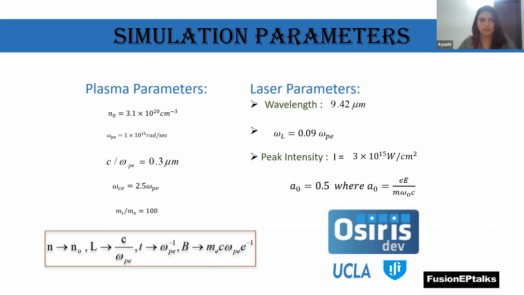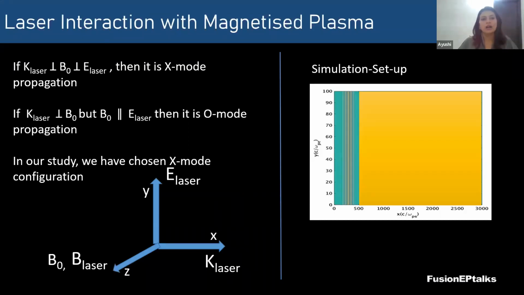Before I describe the mechanism, I would like to give an overview of laser interacting with a magnetized plasma target. Whenever an electromagnetic wave interacts with a magnetized plasma, there could be different modes of propagation. If the propagation of the laser is perpendicular to the externally applied magnetic field, which is shown by B naught here, and is further perpendicular to the electric field of the laser, then we call it X-mode propagation. If the propagation of the laser is perpendicular to the magnetic field, and the externally applied magnetic field and the electric field of the laser are aligned, then it is O-mode propagation.